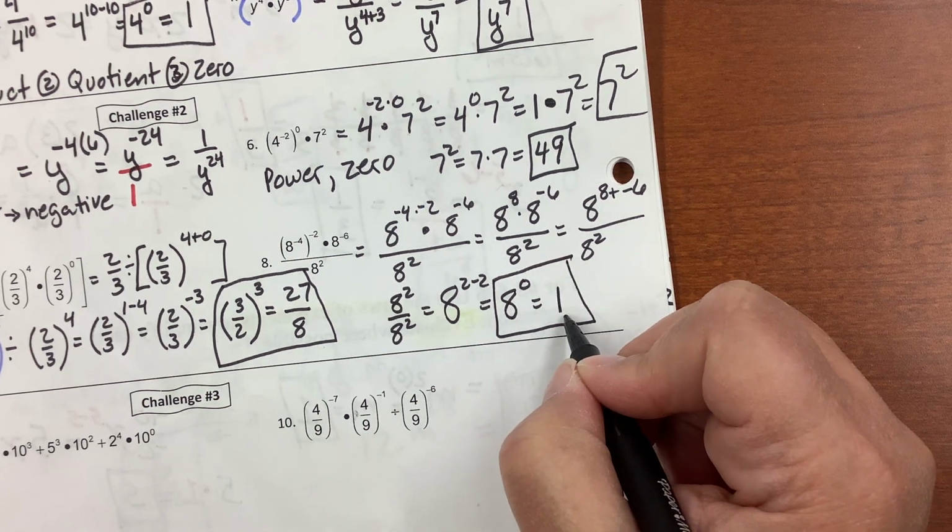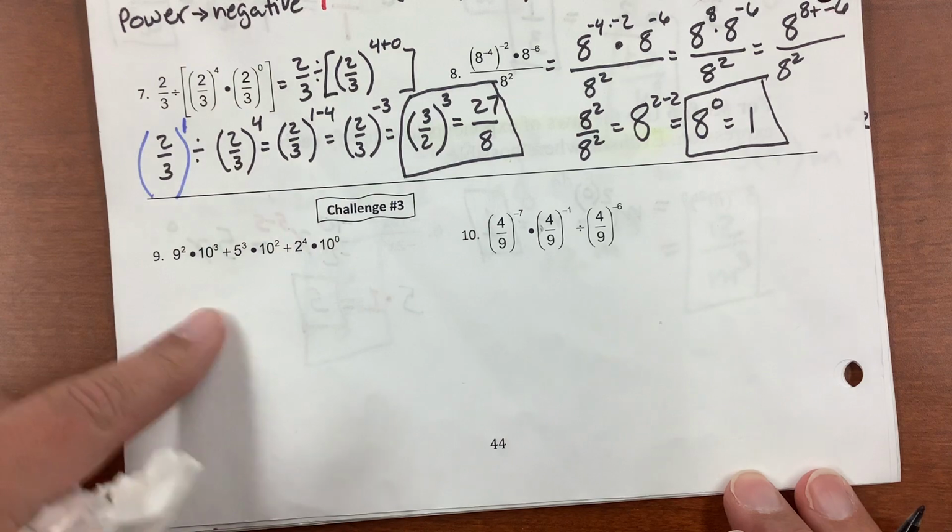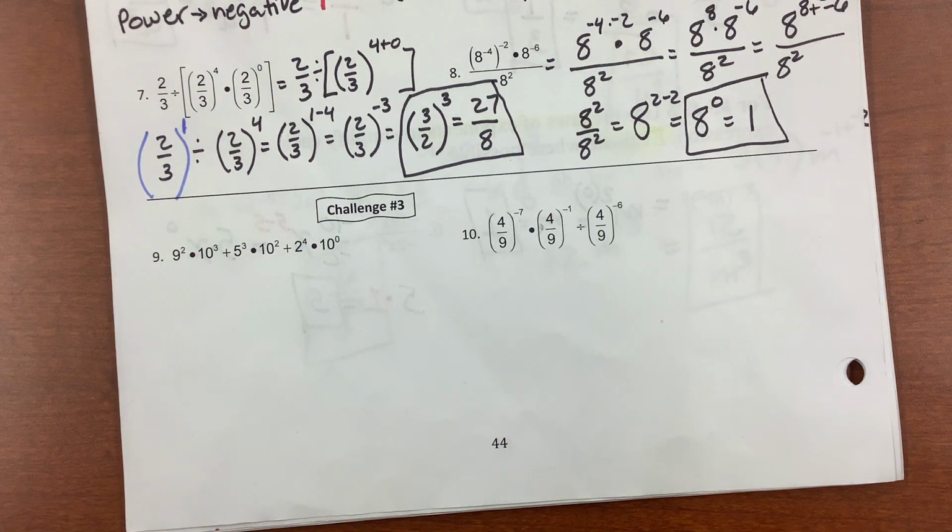Simplified, evaluate. Need both. Okay, on the bottom, I like this one. This is a challenge. They all say challenge, but boy, that one is a challenge. This is going to require order of operations.